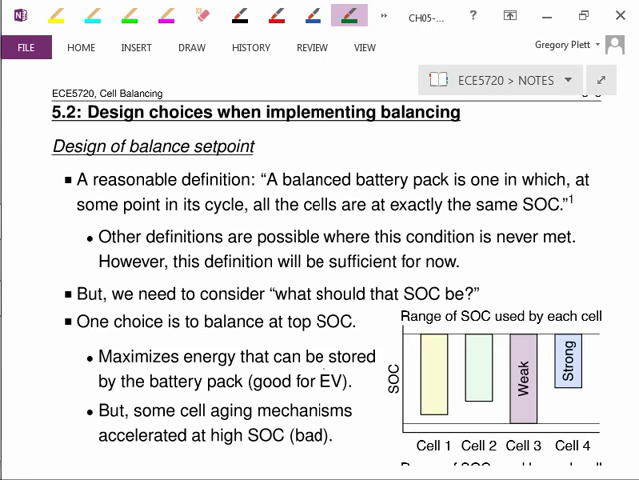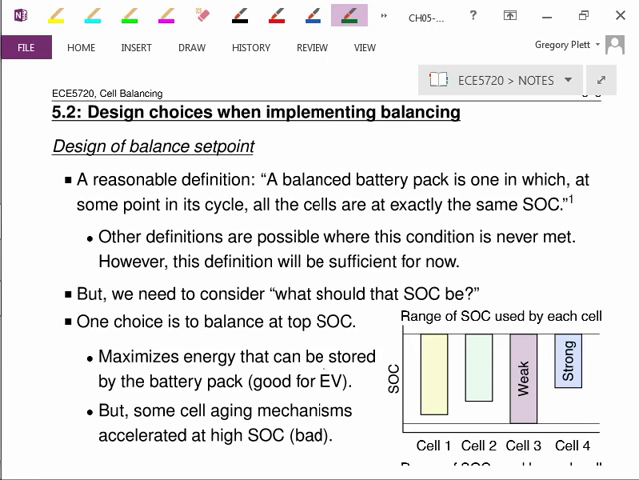When we're looking at what is cell balancing or what is a balanced battery pack, there's a definition by Davide Andrea, who's one of the pioneers of battery management systems. He says a balanced battery pack is one in which at some point in its cycle, all of the cells are at exactly the same state of charge.